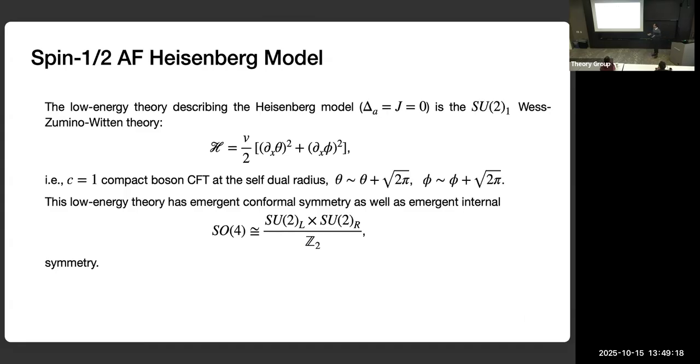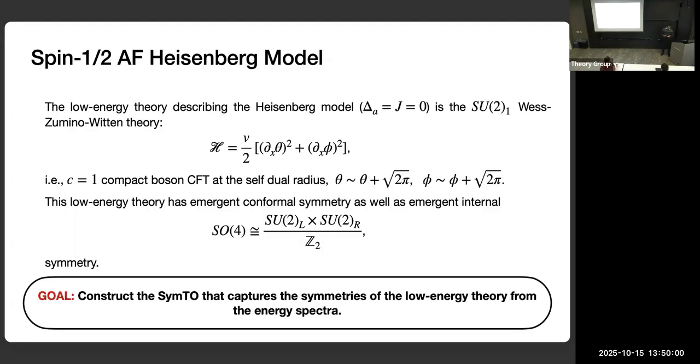Okay, so we know this theory, the low energy theory that is described in this critical point. It's actually something very well known. It's the c=1 compact boson CFT at the self-dual radius. So at this radius, it also has an emergent SO(4) symmetry, which can be written as SU(2) times SU(2) with some Z2 coset. And this is also what's known as the SU(2) level 1 Wess-Zumino-Witten theory. So that's just to say that we started with a lattice model with SO(3) and translation symmetry, but actually the continuum theory, of course, has more symmetry. It has the conformal symmetry as well.